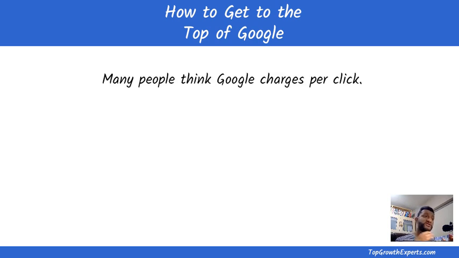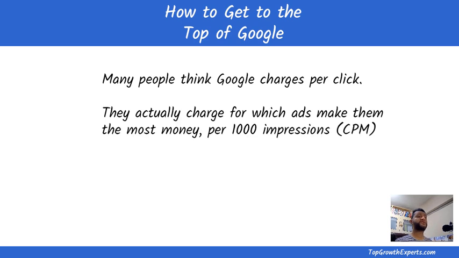Many people think that Google charges per click. That's their advertised model, and when you try to advertise with them, they charge you a cost per click. But that's not really true. They actually charge for which ads make them the most money for every 1,000 impressions. So impressions, CPM, is what the advertiser pays. It's your cost per mille. Mille is a Latin word for 1,000. So for every 1,000 times your ad is shown, they charge you pretty much a cost per 1,000 impressions.